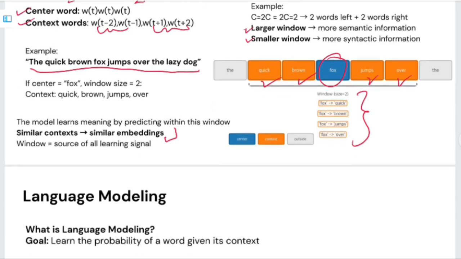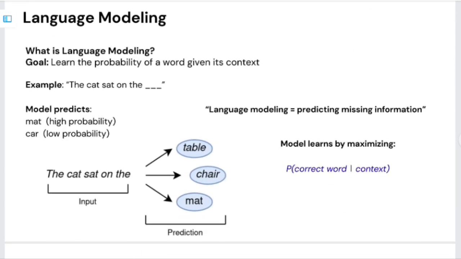Let's look at language modeling. What we do next is formulate this as a language modeling problem. So what is language modeling? At its core, language modeling means predicting a word based on the given context. For example, if I say the cat sat on the, what should be the next word? You can immediately guess the missing word, probably the mat. But what this means is that as a human you are implicitly estimating a probability.